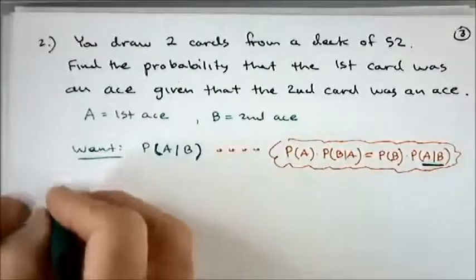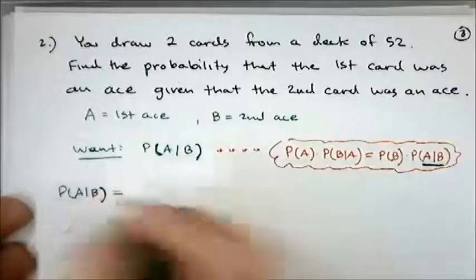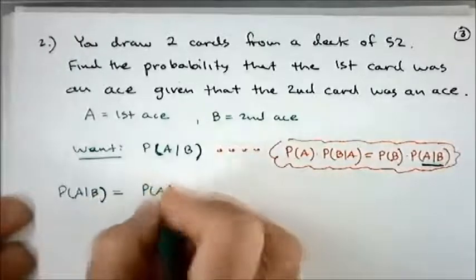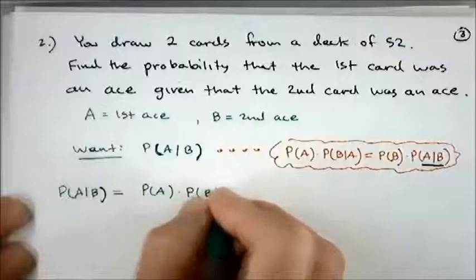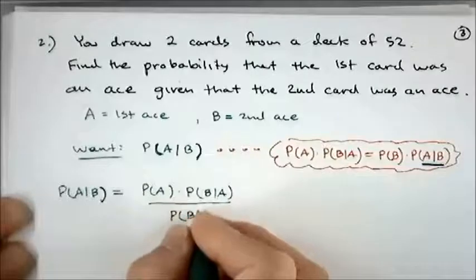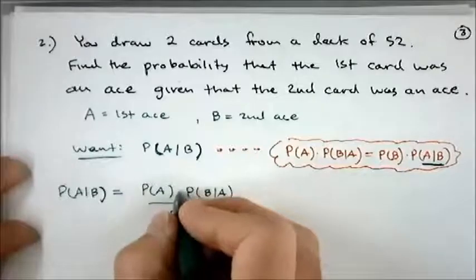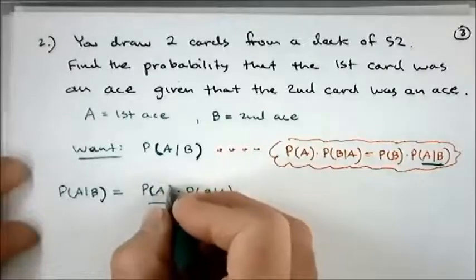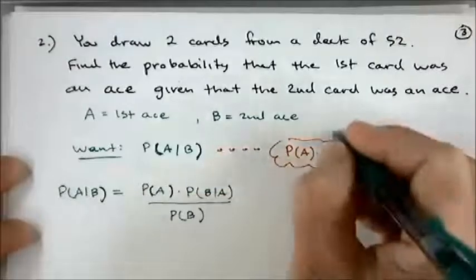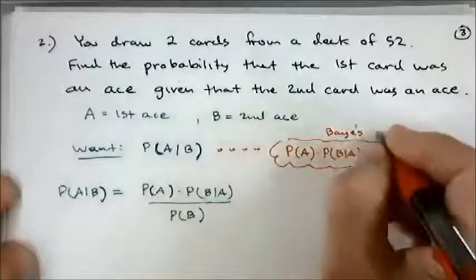So then the probability of A given B would be equal to the probability of A times the probability of B given A, divided by the probability of B. We'll refer to this, to give credit, as Bayes' rule, or Bayes' theorem. It might look a little bit different.